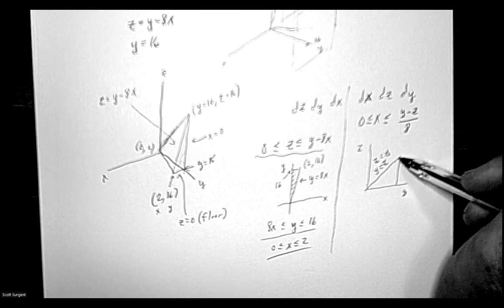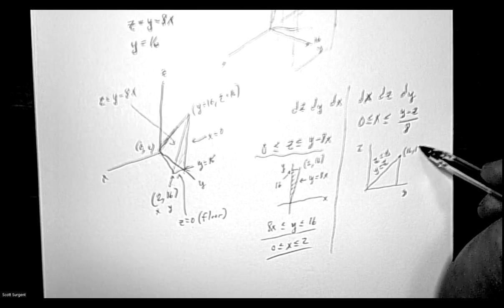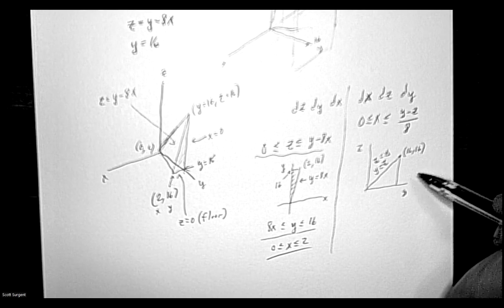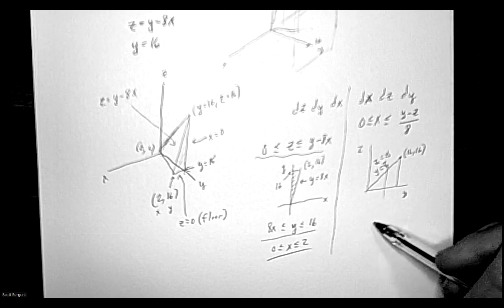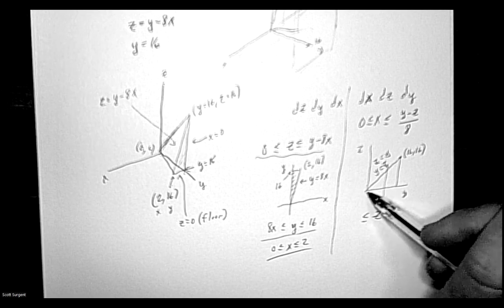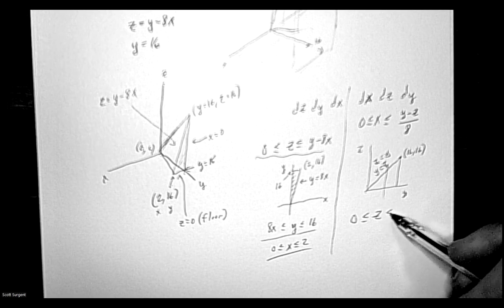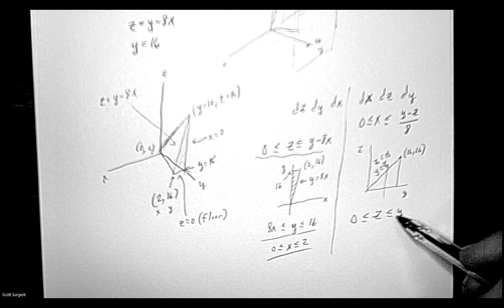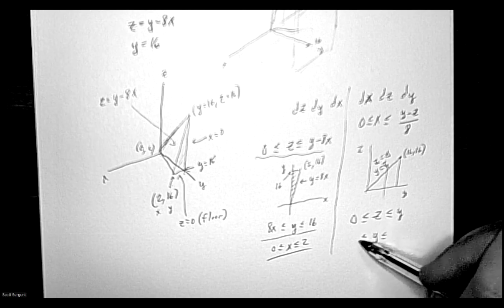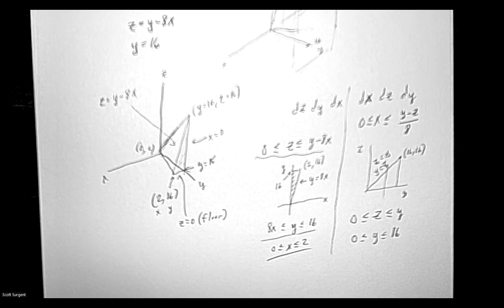And they're going to be meeting up here at 16, 16. So if I do dz next, I draw an arrow in the z direction, and it's going to enter through the bottom, which is 0. It's going to exit through the top, which is z equals y. And then the y will just be the constants 0 to 16. And those would be your bounds on your triple integral if you did dx, dz, dy. Perfect.